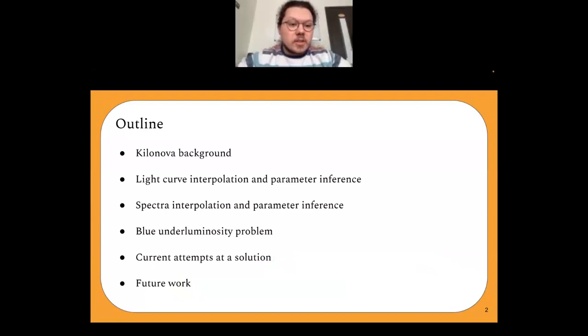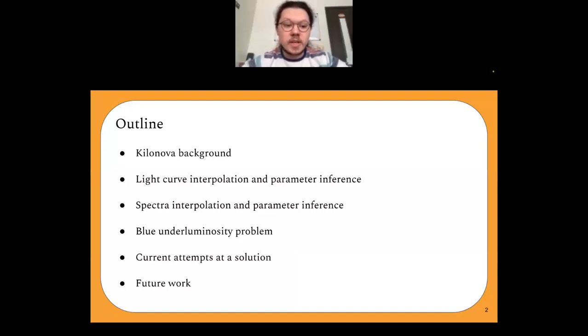So to start the outline of the talk, I'll go through some kilonova background. For the interpolation that I do, we first look at light curves of kilonovae, and then do some parameter inference with our light curve models. And then we generalize to spectra and perform the same.